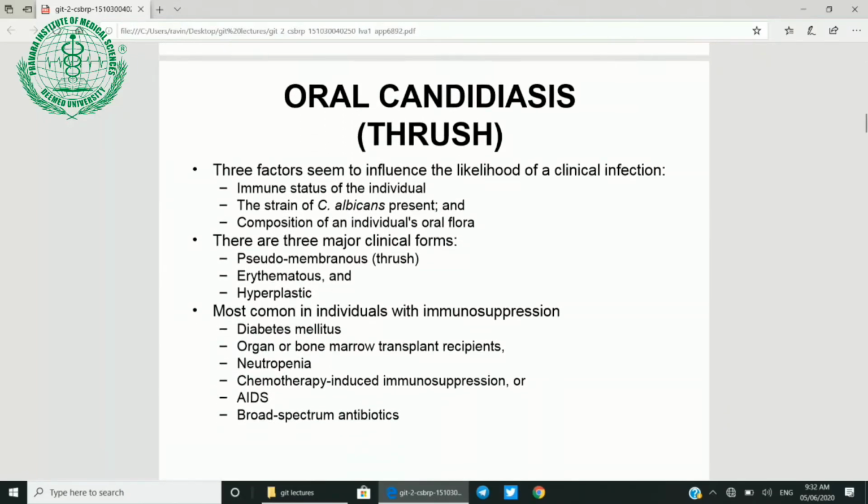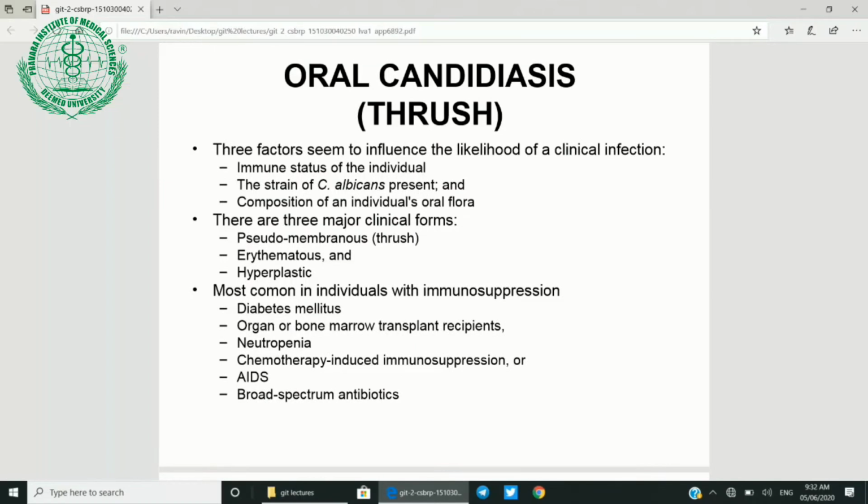The most common infection in the mouth is oral candidiasis. When we talk of oral candidiasis, this is also clinically called thrush. This infection depends on three factors. The most important factor for causation of oral candidiasis is the immune status of the individual, then the strain of the Candida albicans that is present, and the composition of an individual's oral flora.